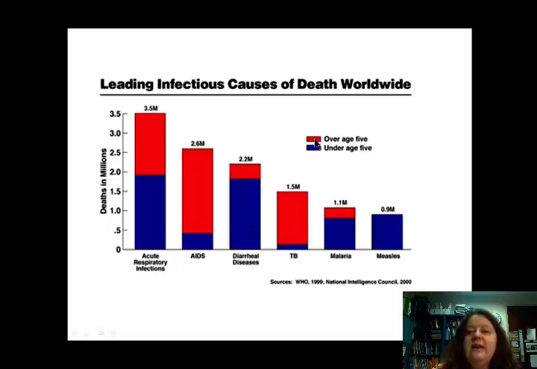And notice the red is over age 5 and the blue is under age 5. So those little kids who are dying, I said diarrhea is a big deal. You can see it right here, right? Lack of access to clean water is killing those kids. That and respiratory infections. TB, number 4, malaria, measles.